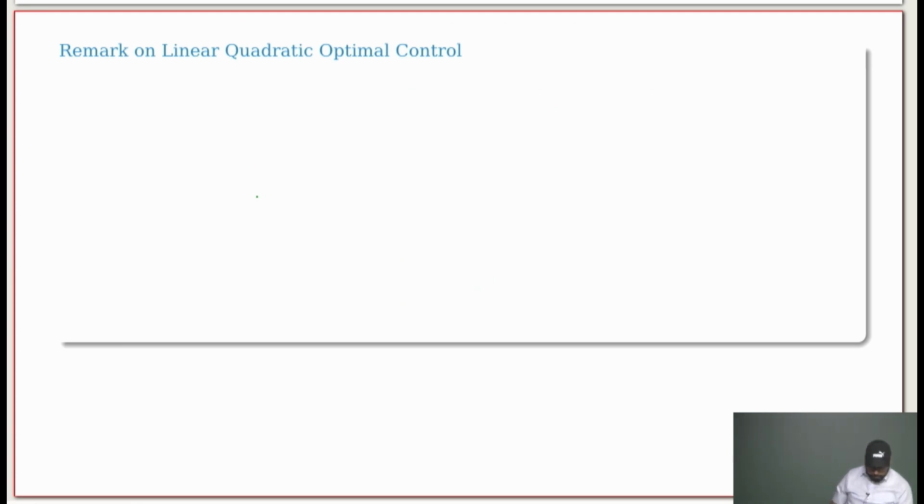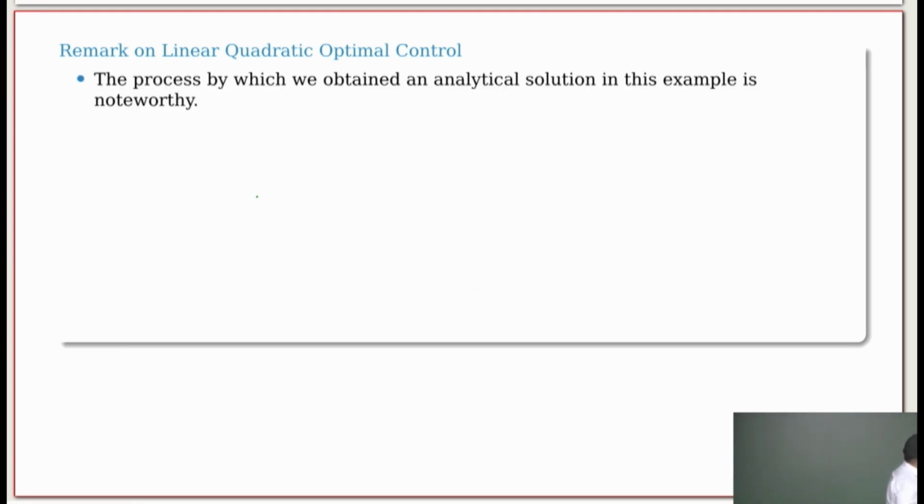So, remarks on the linear quadratic optimal control. The process by which we obtain an analytic solution is noteworthy because, as I said, this is one of the cases where we can explicitly do that. But in general, these are not easy to do, because you will obtain these cost estimates via some approximations. We already saw in the traveling salesman problem that we did some approximation of the cost using rollout. So in practice, we may have to do some rollouts and things like that. For example, in chess or Tetris, it's not possible to get a closed form solution of the cost or the policy.